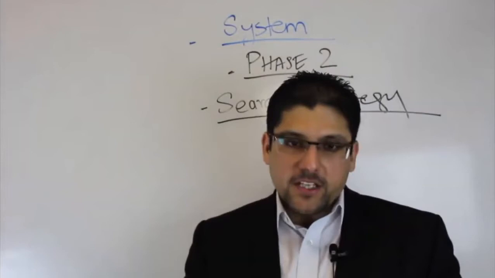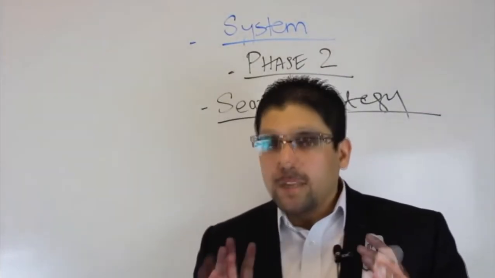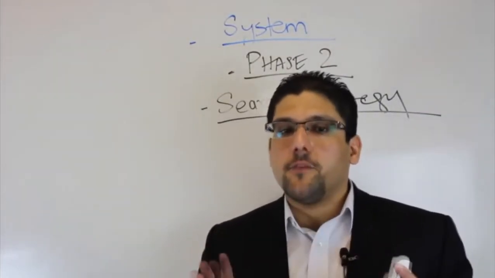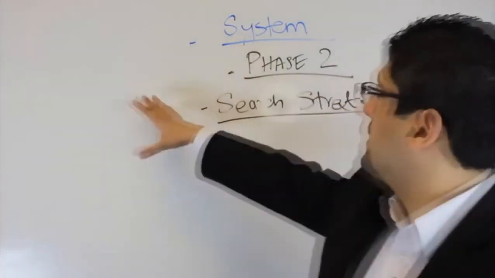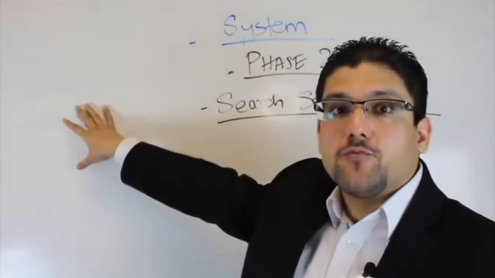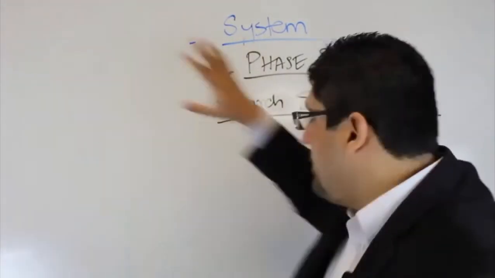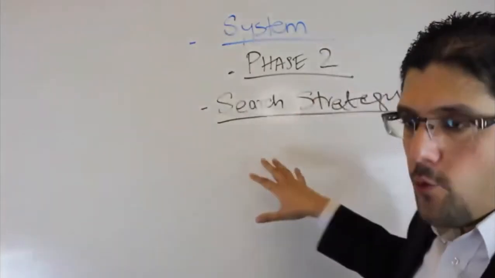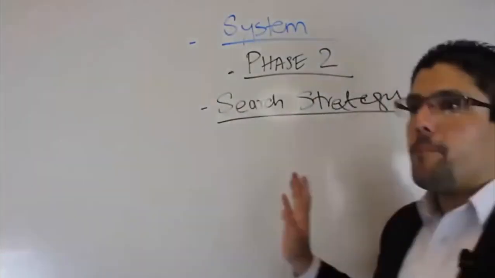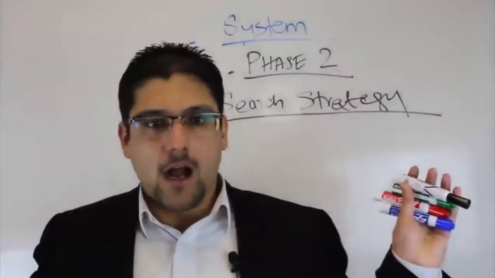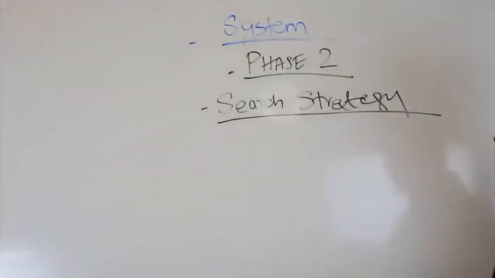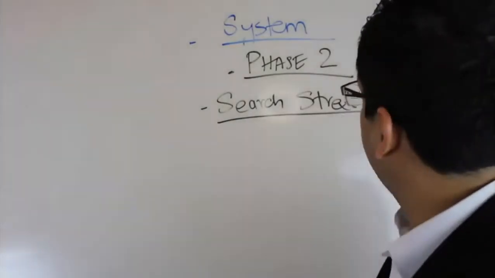So search strategy, we are deciding our search strategy. We haven't done anything yet. We just first confirmed if the research question was correct. So we were actually still at phase one. Now we are entering into phase two. We have confirmed our topic is good. Now the first thing first is decide an inclusion-exclusion criteria.